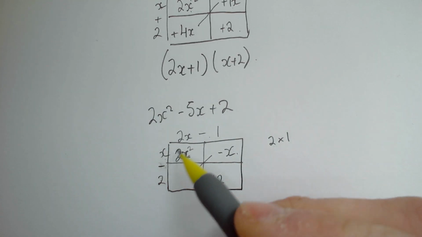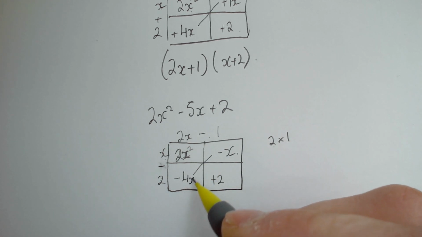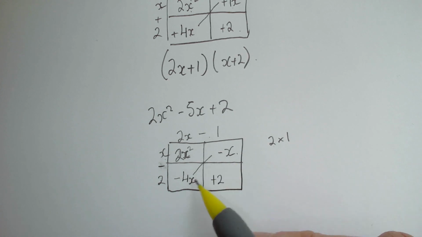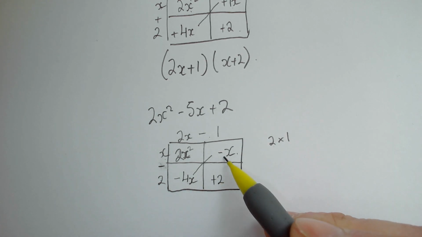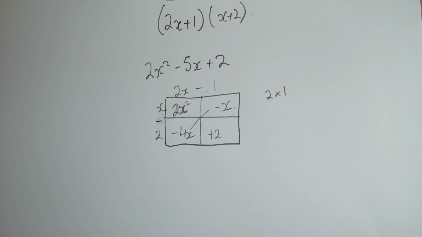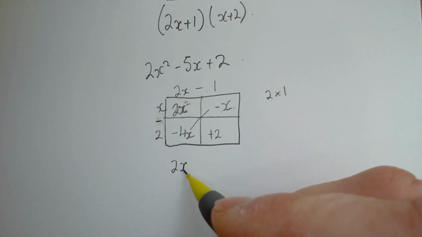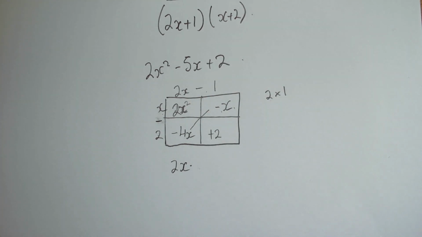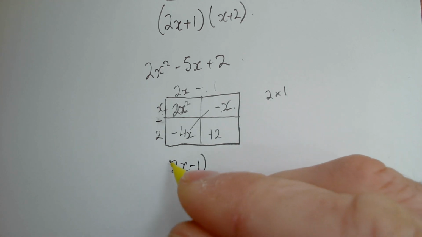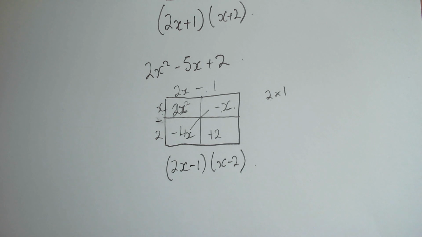And we say minus 2 times 2x is a minus 4x, okay? And when we add across here, we can see that minus 4x minus x is, of course, going to give us minus 5x. So the factors of this equation, 2x squared minus 5x plus 2, are going to be, reading across the top, 2x minus 1 times x minus 2.